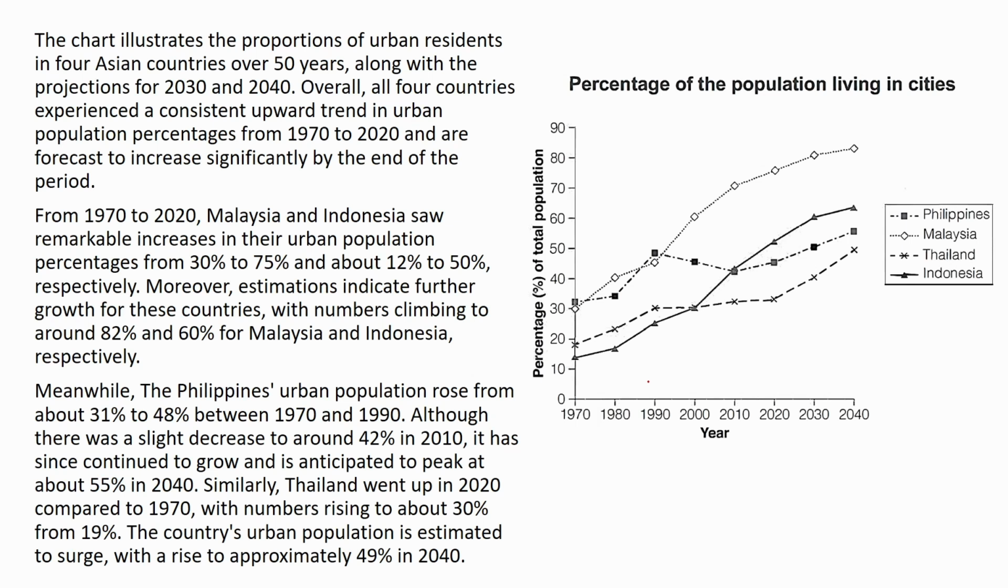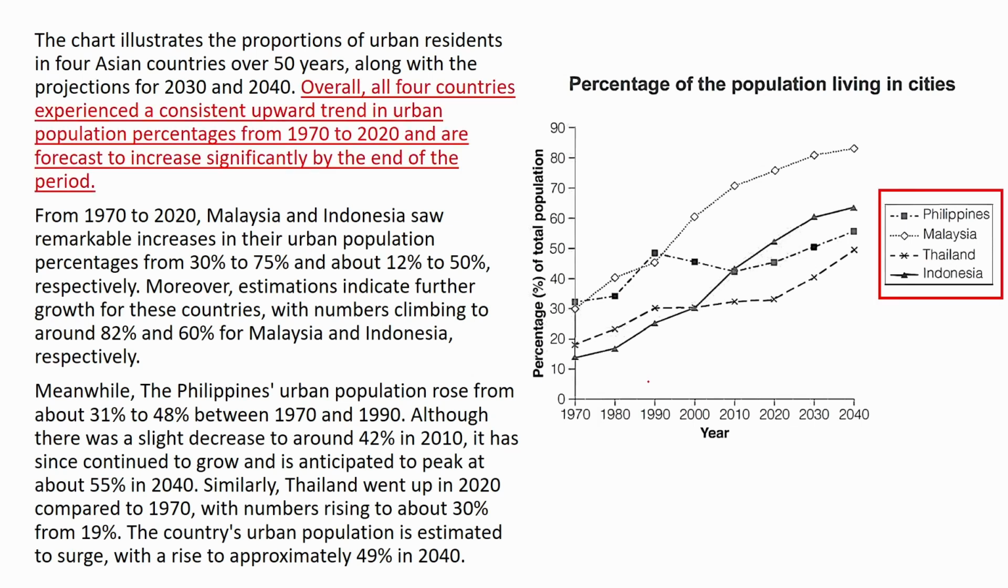So, the first part, after the paraphrase, I've written the overview. Let's read it together. Overall, all 4 countries experienced a consistent upward trend in urban population percentages from 1970 to 2020 and are forecast to increase significantly by the end of the period. So I identified the main trends and I didn't mention any specific numbers. By numbers, I mean from 10% to 20% and so on. We don't write numbers in the overview.